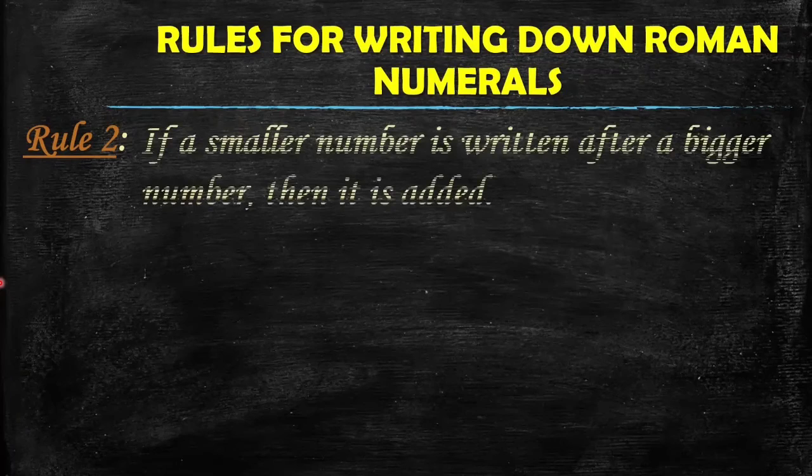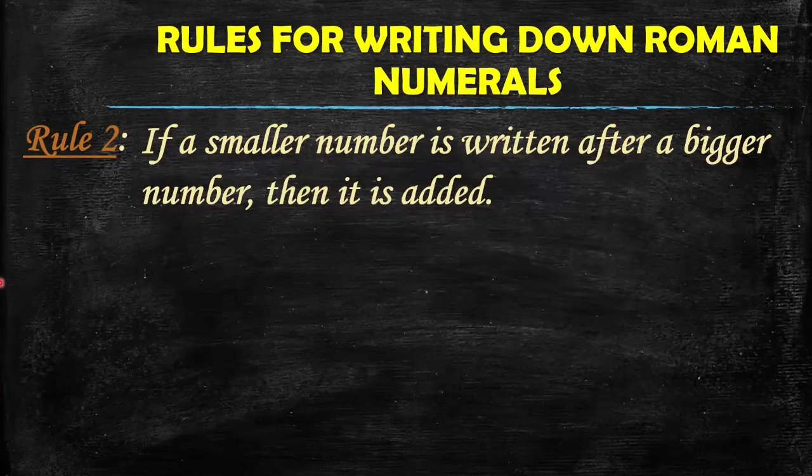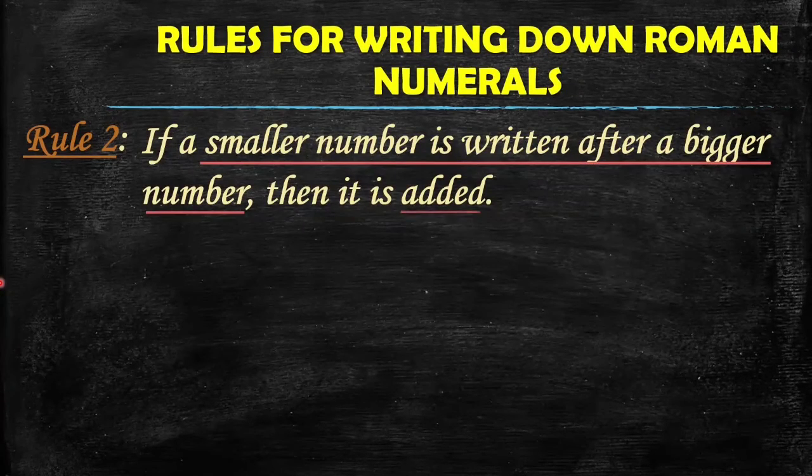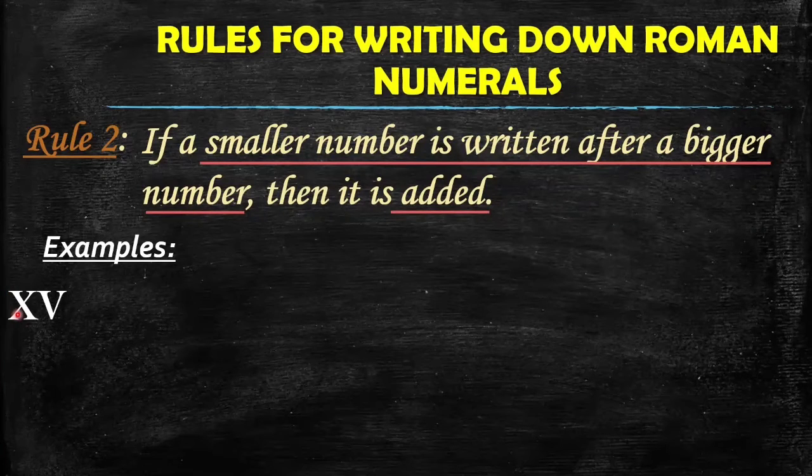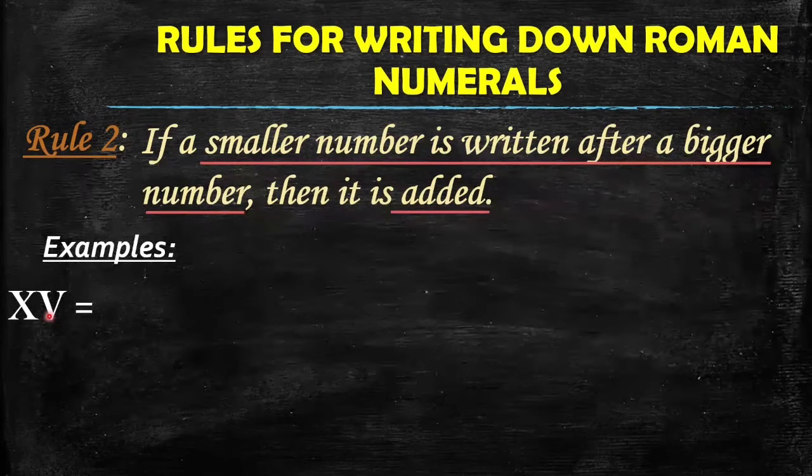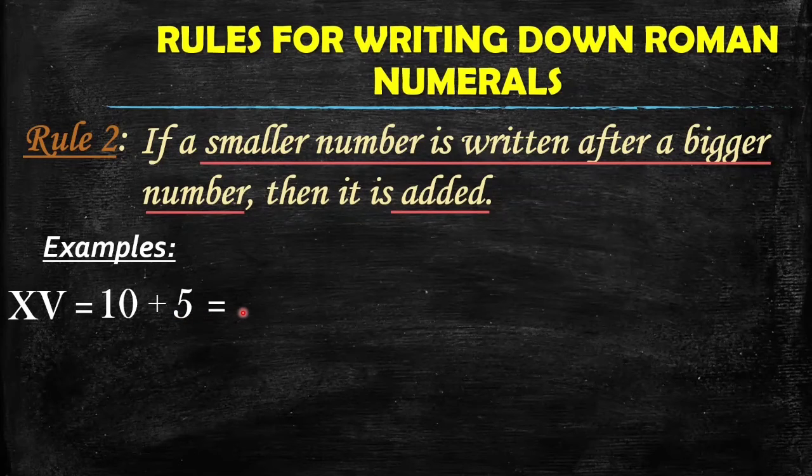There are a few more examples of rule 2. Now we have XV. X, which means the number 10, and V means the number 5. Here X, which means number 10, is a bigger number, and V, which means number 5, is a smaller number. The smaller number is written after a bigger number, so according to the rule we have to add up their values. Equals 10 plus 5 equals 15.